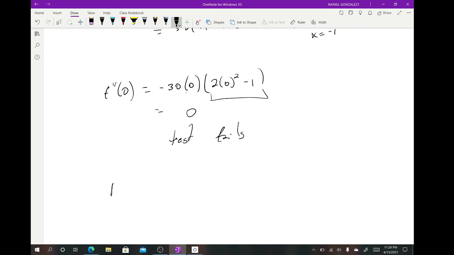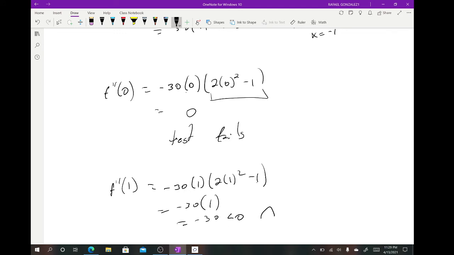And finally, for the last one, f double prime of 1, I think I did minus 1 already. We have negative 30 times 1 times 2 times 1 squared minus 1. So that's negative 30 times 2 minus 1. Again, it's just 1, so this is negative 30. Negative 30 is less than 0, so that means that this is negative.